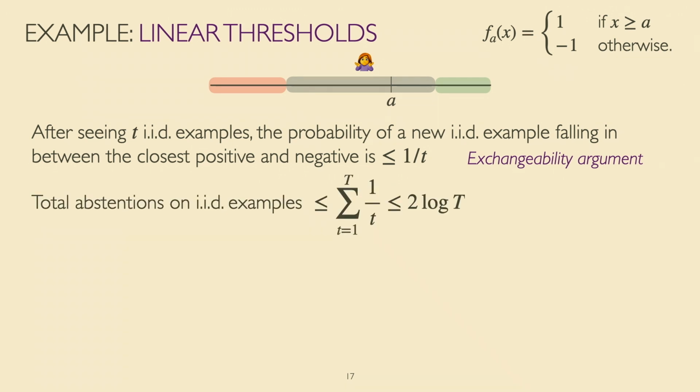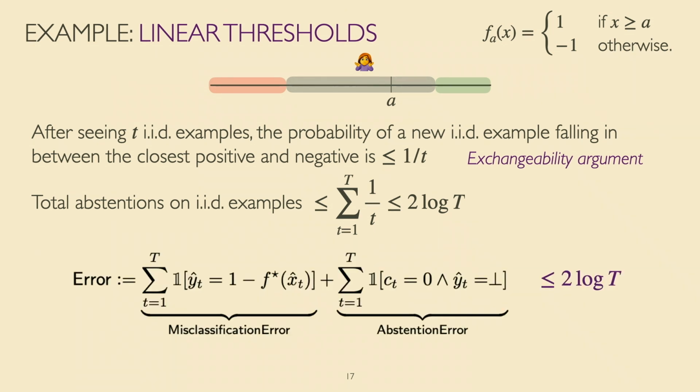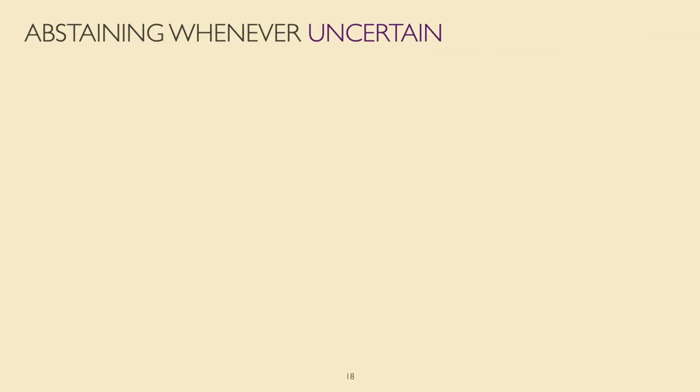And then if you sum this up over time, in the worst case you get a regret of 2 log t. So basically the error for this kind of strategy would be bounded by 2 log t, which is great because we're not going to abstain too much on IID examples, since not many IID examples are going to fall in this window, and we're never making any errors, so that's perfectly fine as a strategy. And then more generally, you can think of this as a simple strategy of abstaining whenever you're uncertain.